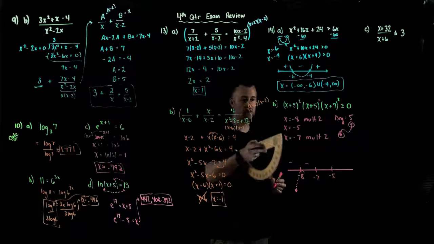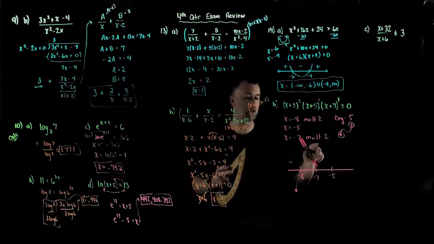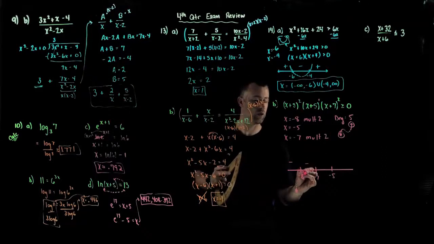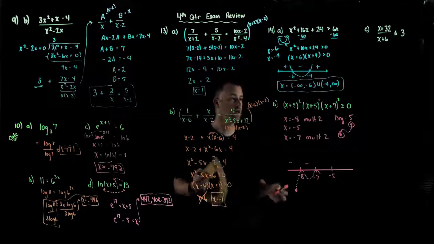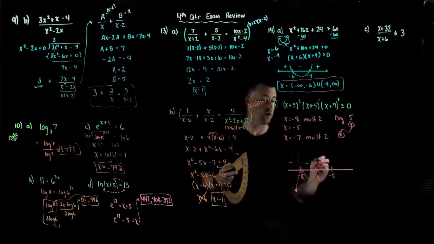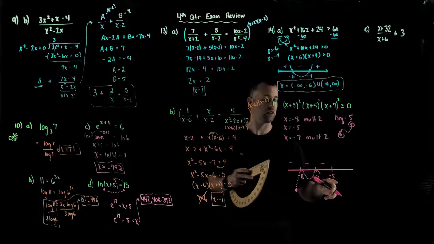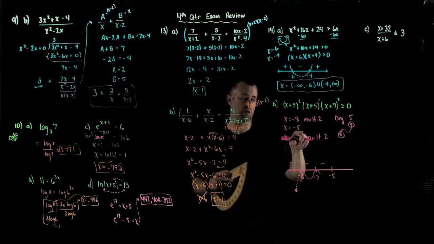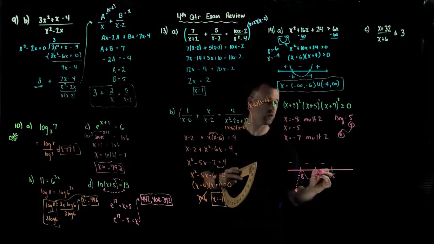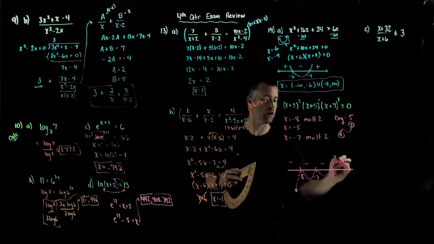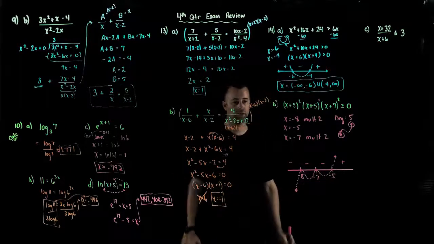Then you're going to go to negative 7. Well, notice negative 7 has a multiplicity of 2 as well. So when you come back up here, it's going to bounce yet again. Notice it's still negative. So I have another negative right here. Next up, I have negative 5. Notice it does not have a multiplicity, so I will go through that point, and it's going to end up going up, and it's going to be positive right there.